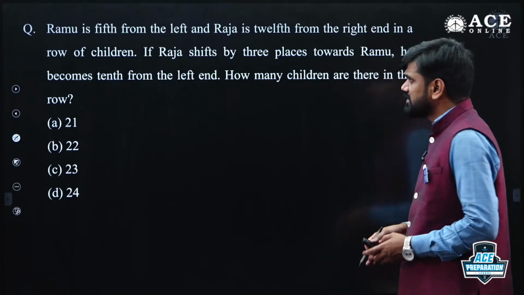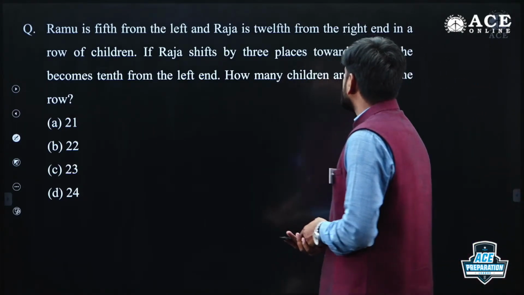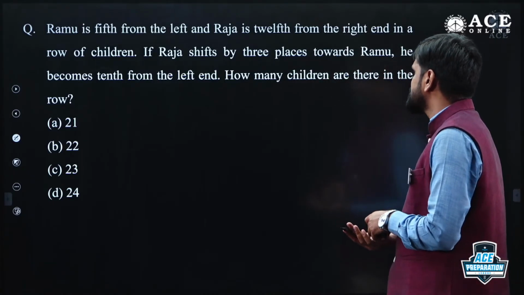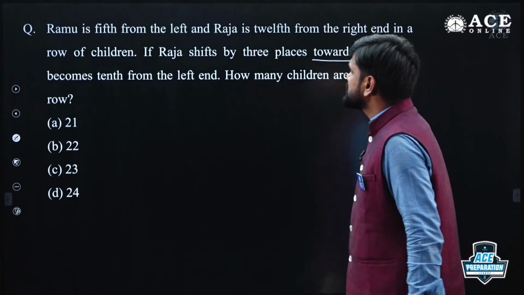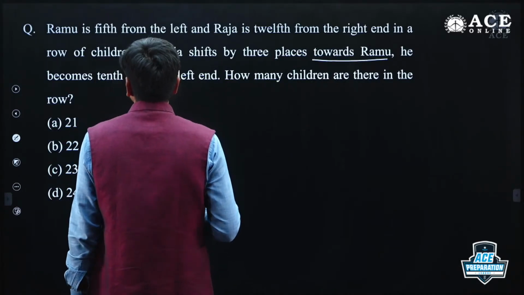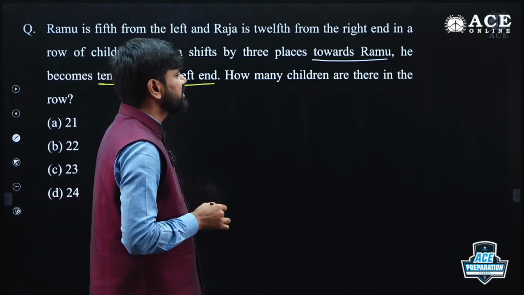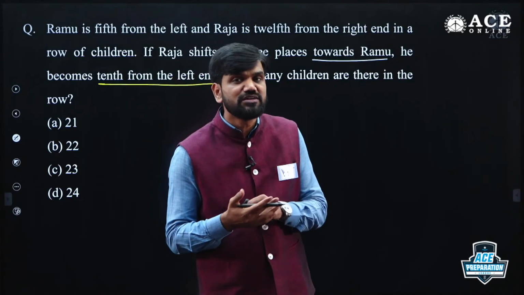Ramu is 5th from the left and Raja is 12th from the right end in a row of children. If Raja shifts by 3 places towards Ramu, this is an important phrase, he becomes 10th from the left end. How many children are there in the row?